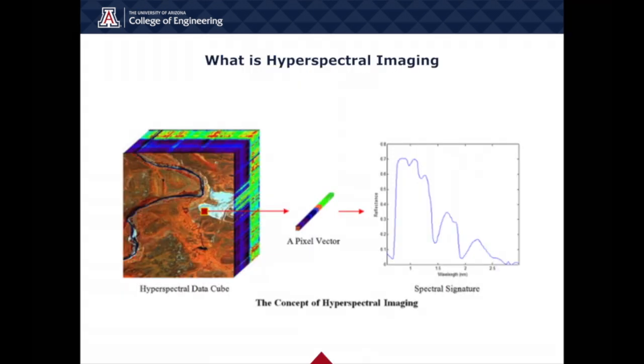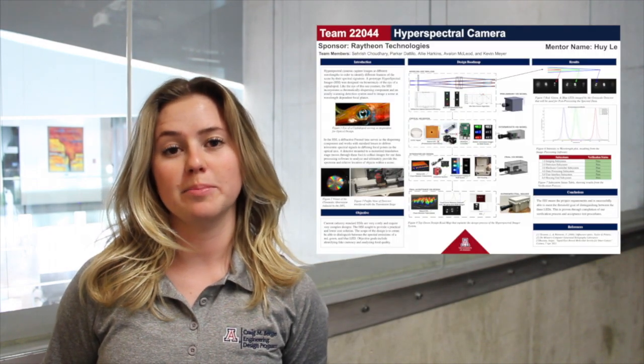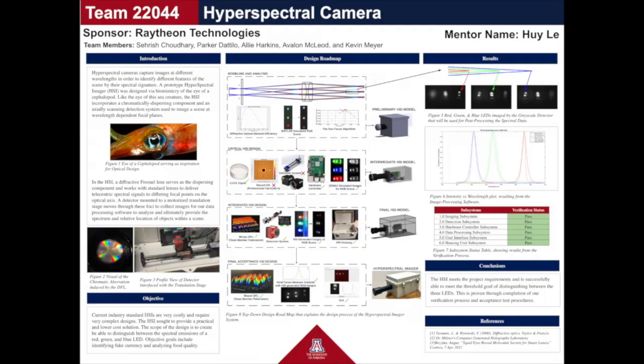Hyperspectral imaging captures images at different wavelengths in order to identify different features of a scene by their spectral signature. Current industry standard hyperspectral imagers are very costly and require complex design. Raytheon Technologies has tasked our team with developing a practical and low-cost solution. The scope of our project is to create a hyperspectral imager that is able to distinguish between the spectral emissions of a red, green, and blue LED.